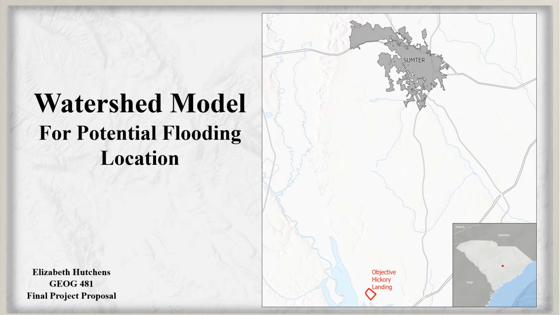Greetings, everyone. My name is Elizabeth Hutchens, and my final project idea is to create a watershed analysis model to identify potential flooding locations in the Hickory Landing training area in Sumter, South Carolina. A LiDAR digital elevation model will be used to evaluate these potential flooding areas. The final product will be identifying the potential flooding areas using a set of hydrology toolsets located within ArcGIS Pro.